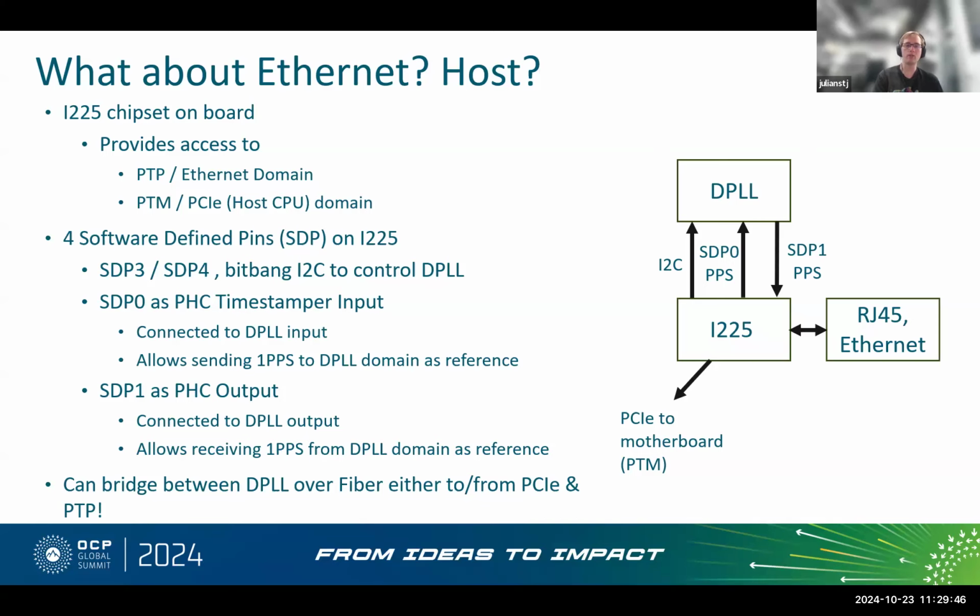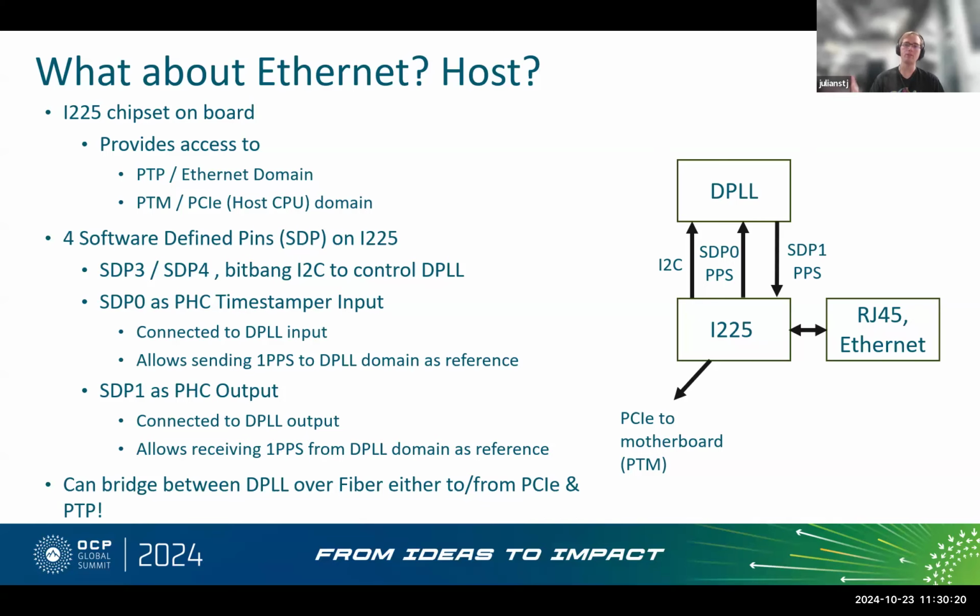The way I made this work, this is actually how I made the board work, was SDP. Of the 4 SDPs on the I225, 2 of them I use as bitbang I2C. So there's a kernel driver I wrote to basically control the SDP pins as I2C to control the DPLL. So I don't need any other interface chip over PCIe. But the SDP0 and SDP1 I use as basically the time mechanism to get time from the DPLL to the I225 or the other way around. So one is the input to the DPLL and one is the output from the DPLL.